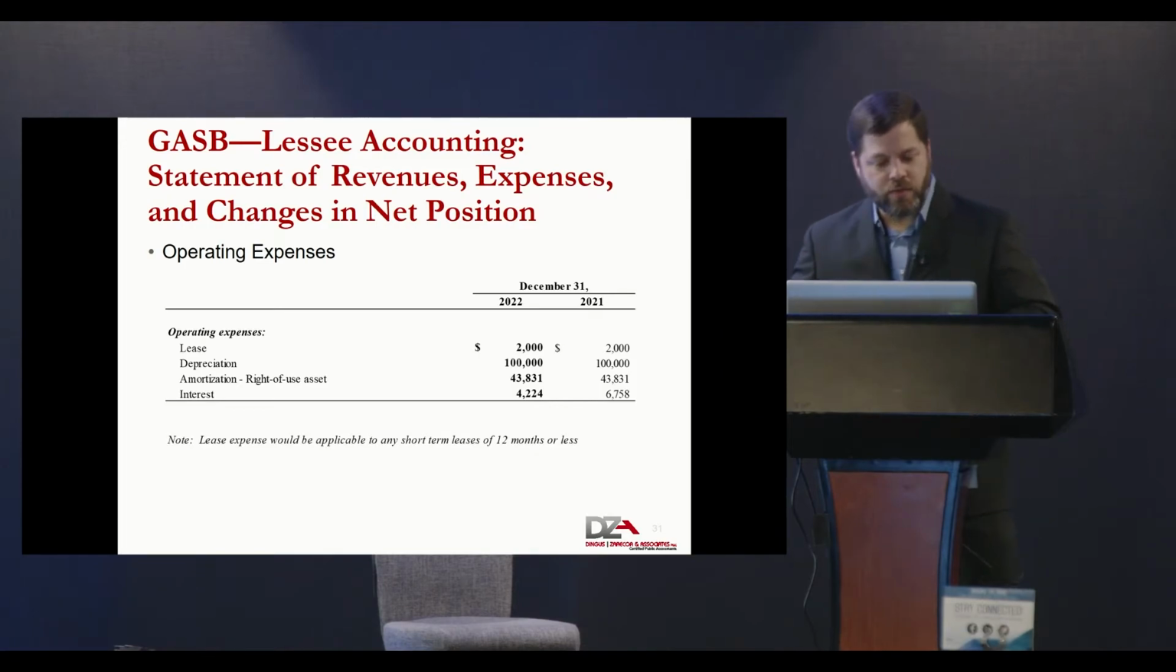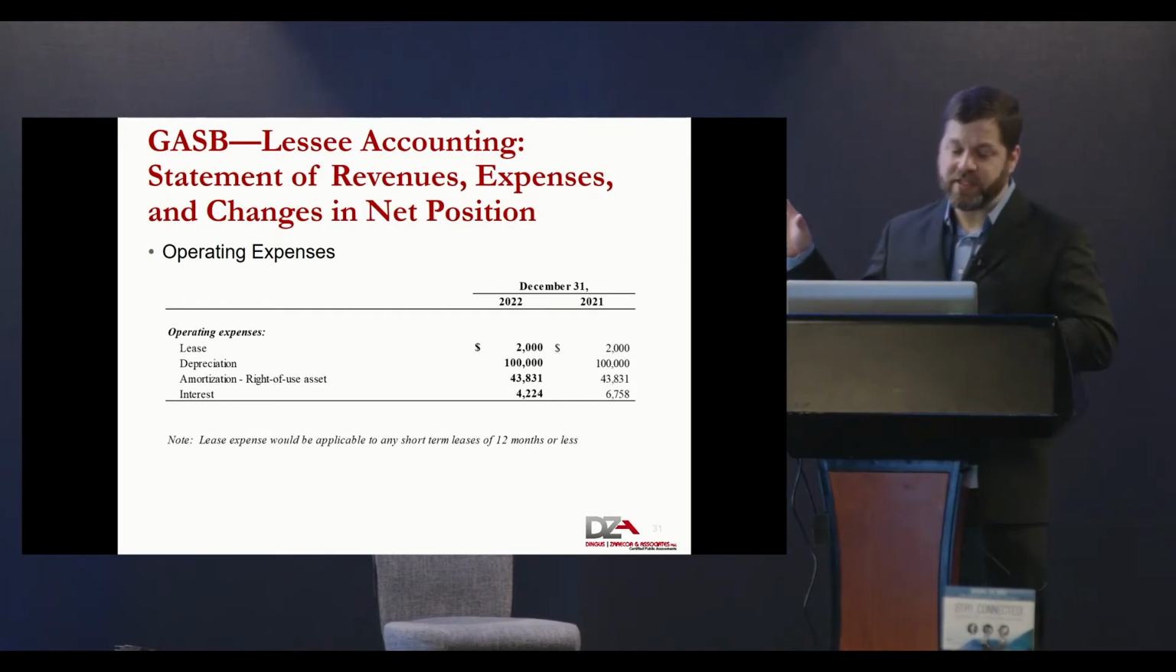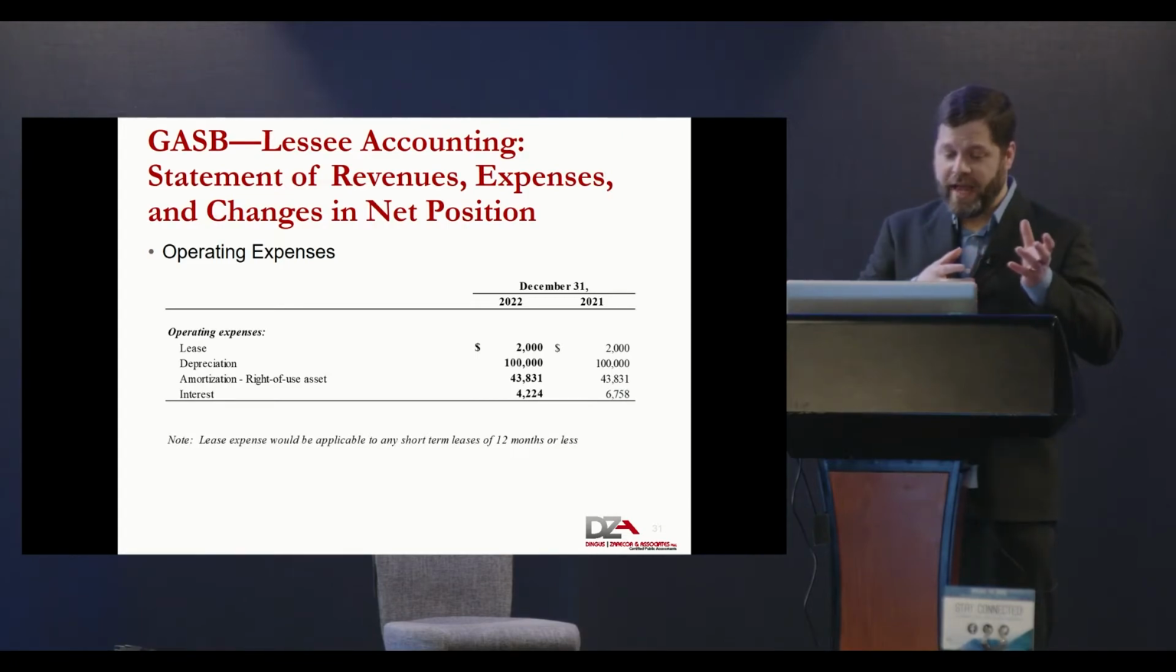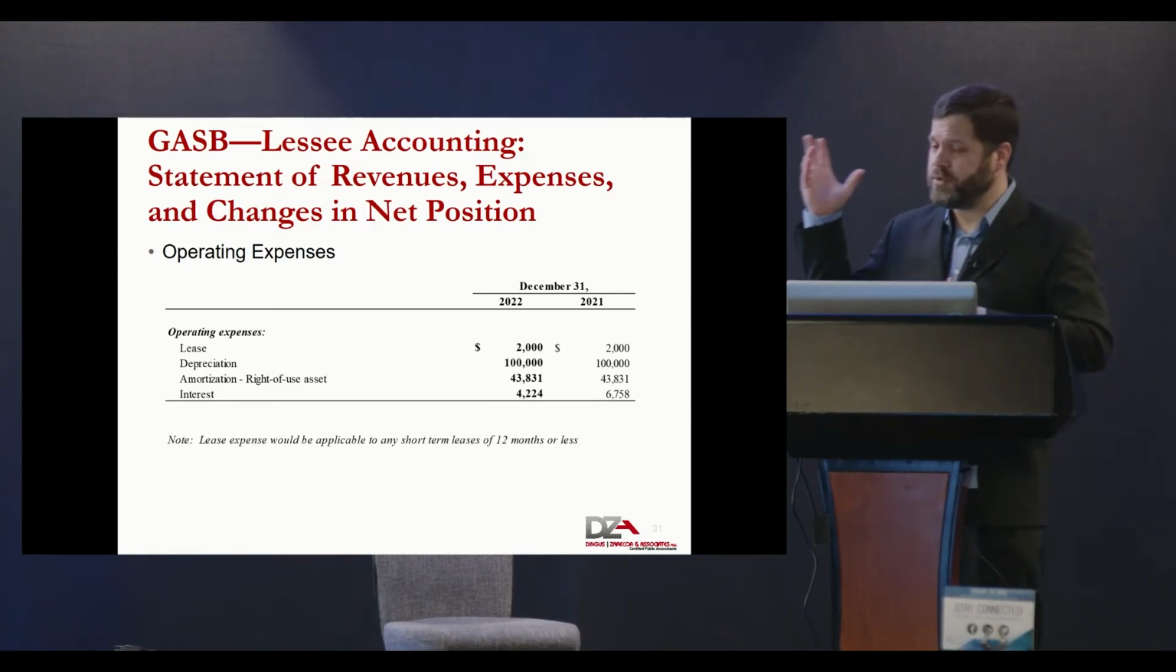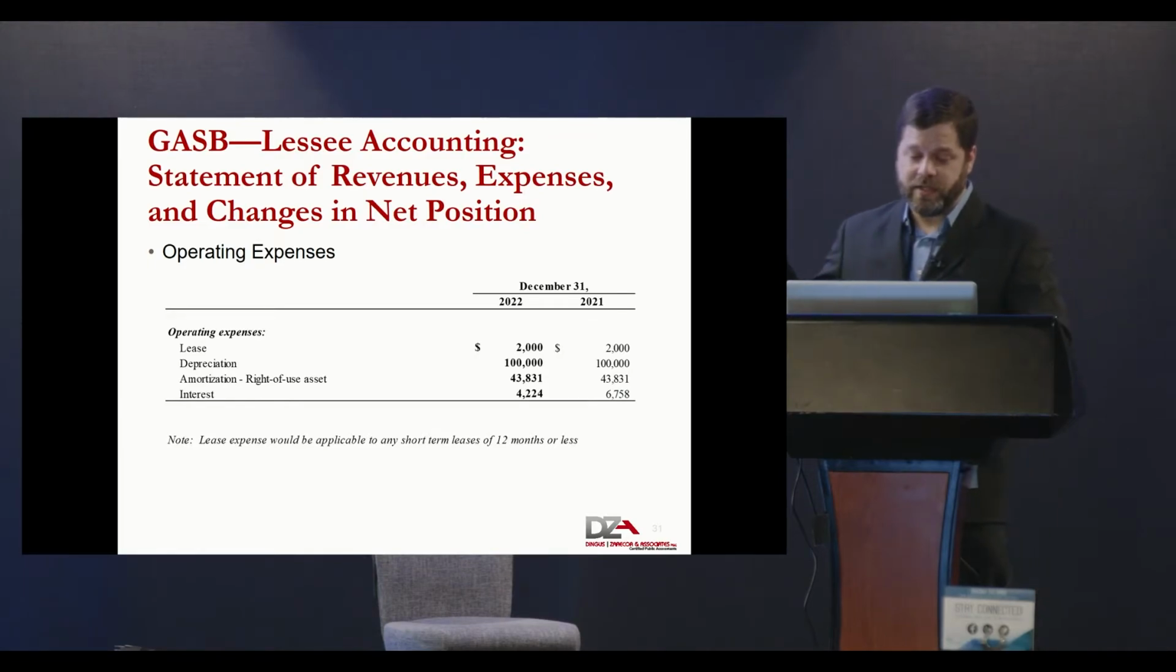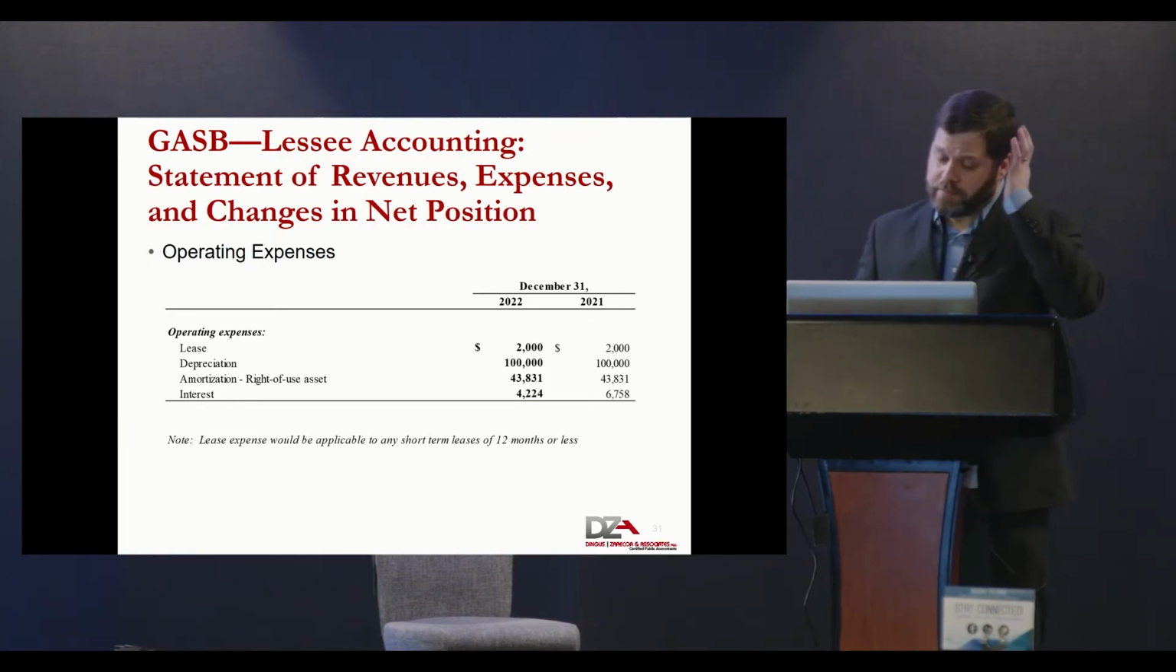So here's what it will look like on your books, at least the expenses that will be affected by the new standard. Not really any major changes. It's still going to go through lease expense. And on the GASB side, the lease expense is just going to be for those short-term leases. Everything else, because you're recording assets and liabilities, is going to go through depreciation, or really amortization and interest expense. So the lease expense is just going to be the short-term leases.